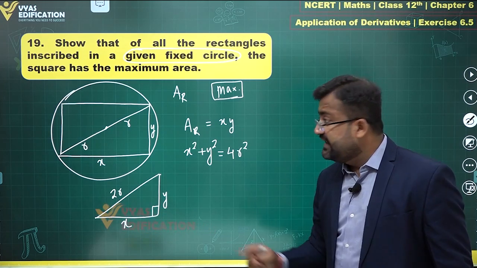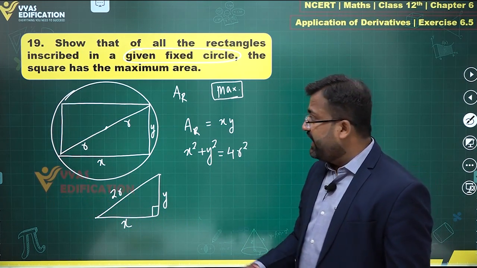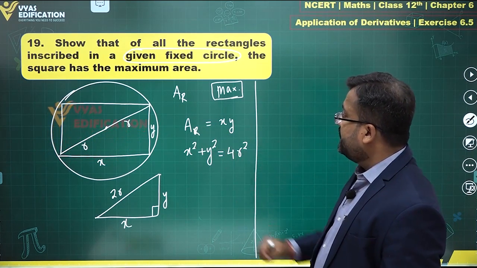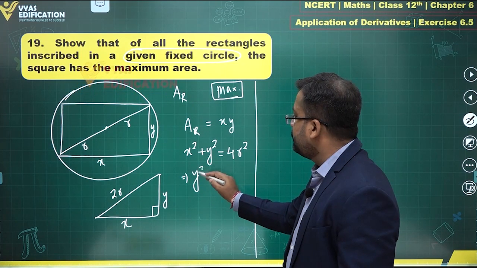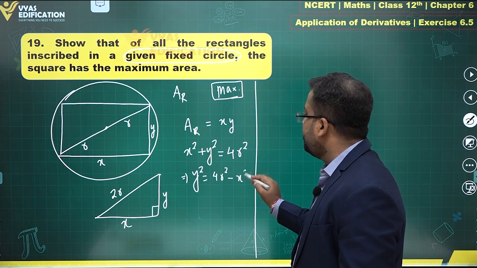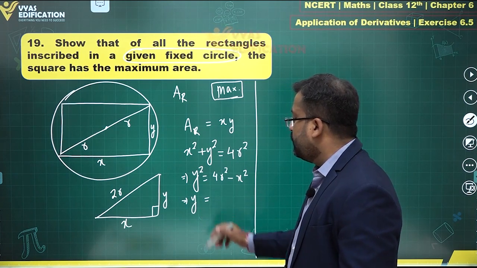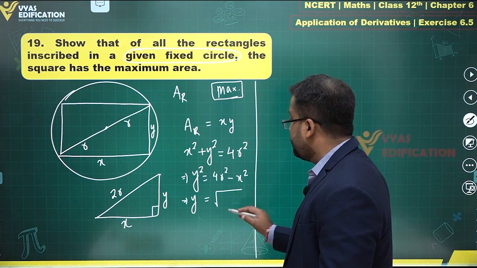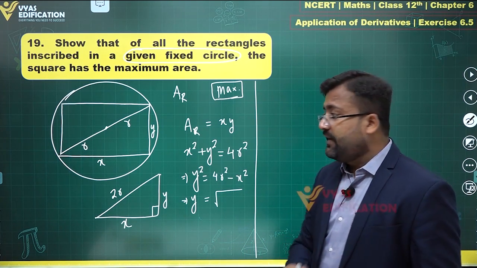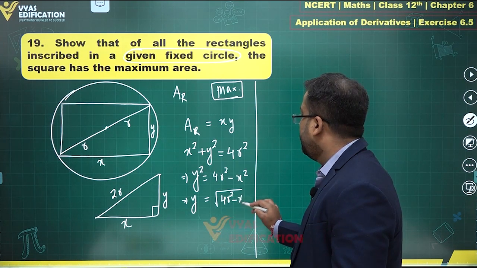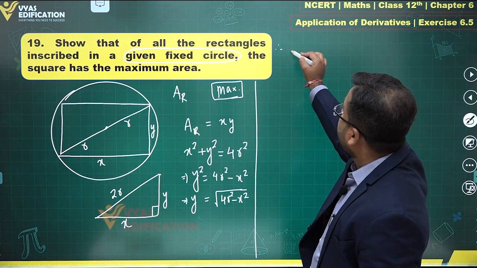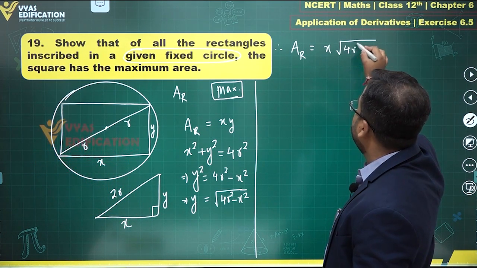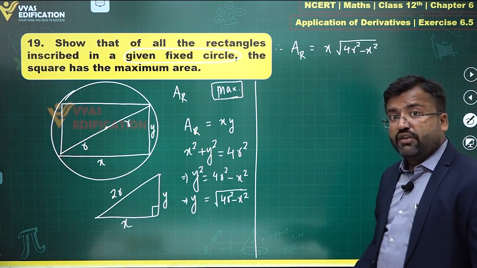2r whole square is 4r square. This is one of the relations between x and y. We can use it to get the area of the rectangle in terms of a single variable. This tells me y square is equal to 4r square minus x square, and this tells me y is equal to, should we take plus or minus? y is a length, so we should only consider the positive square root, okay? We'll take y equal to this. Therefore, area of the rectangle is equal to x times under root of 4r square minus x square. Now area has been found in terms of x.